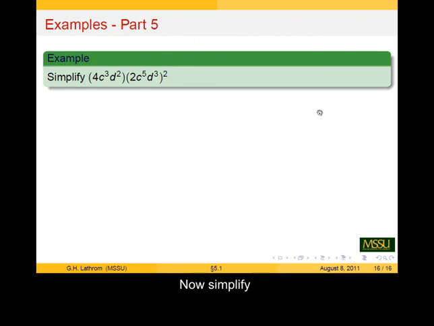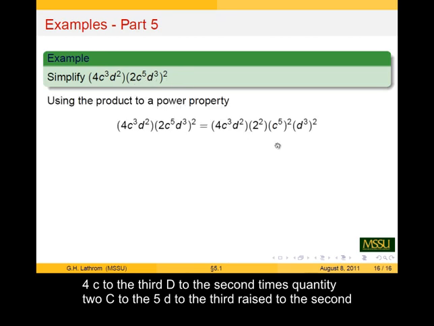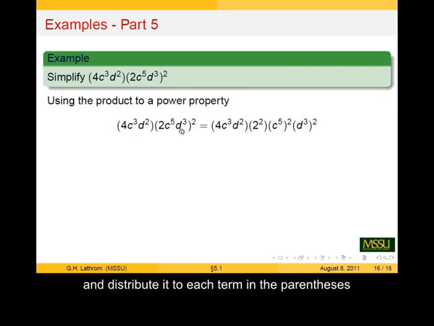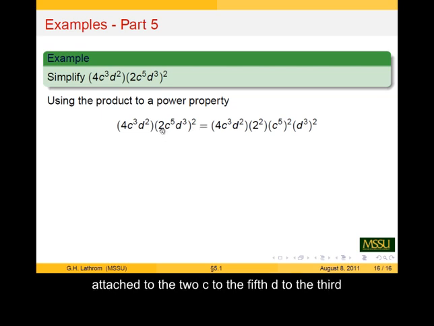Now we want to simplify 4c to the third d to the second times the quantity 2c to the fifth d to the third raised to the second. The first thing that we can do is, using the product to a power property, we can take the exponent 2 and distribute it to each term in the parentheses. So that we have the 4c cubed d to the second doesn't change because the exponent 2 is only attached to the 2c to the fifth d to the third.